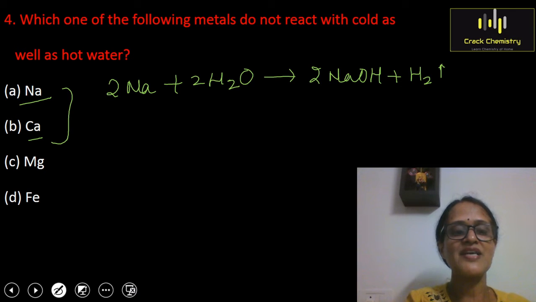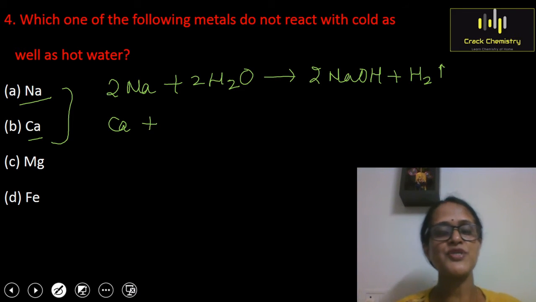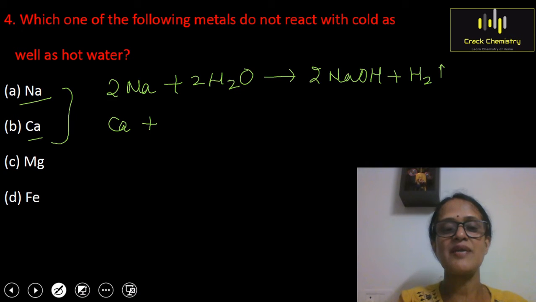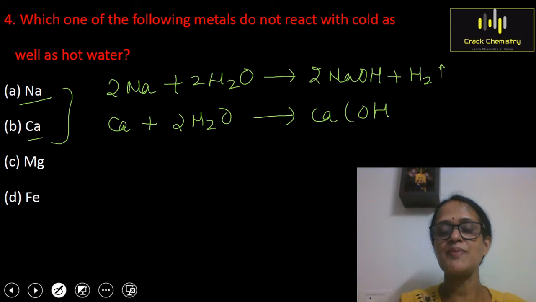Similarly, I'll write the reaction of calcium with water also. Calcium reacts with water, but the reaction is not so vigorous, so the hydrogen which is produced doesn't catch fire. The reaction can be written as Ca + 2H2O. The products will be calcium hydroxide, Ca(OH)2, plus H2.